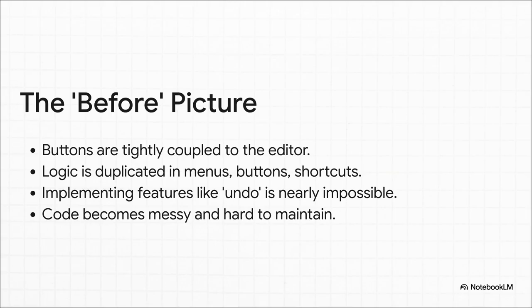This is what leads to that tangled mess. Your user interface, your buttons, your menus, becomes rigidly locked to your main application logic. So what happens if you want a keyboard shortcut to also do a copy? Well, you've got to duplicate the code. And trying to implement something cool like an undo feature? Oh, just forget it. It's practically impossible.